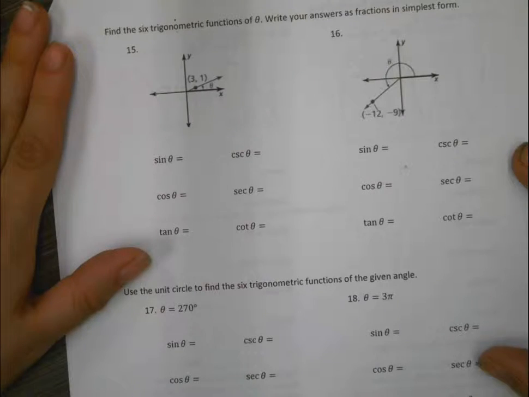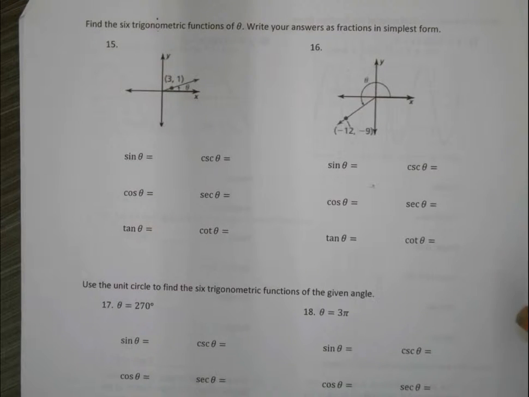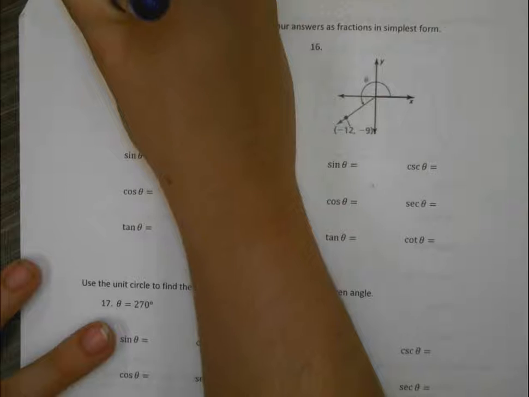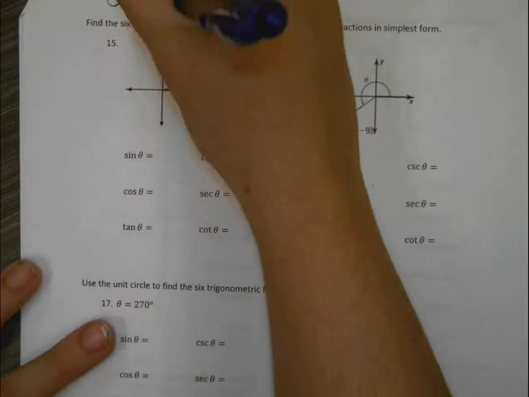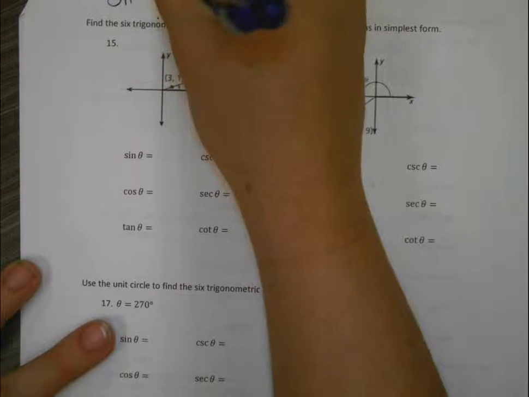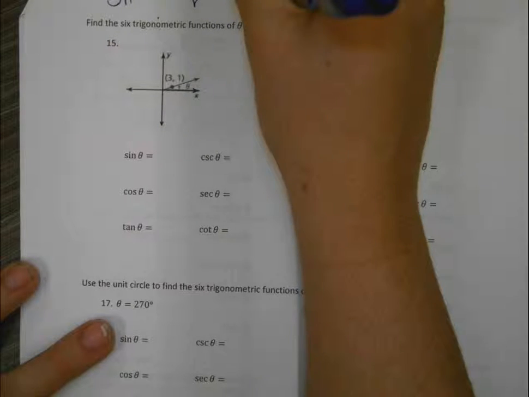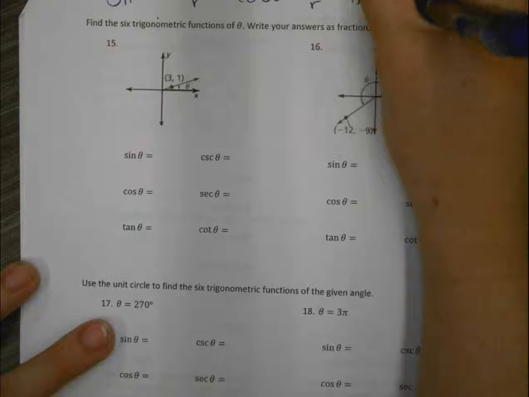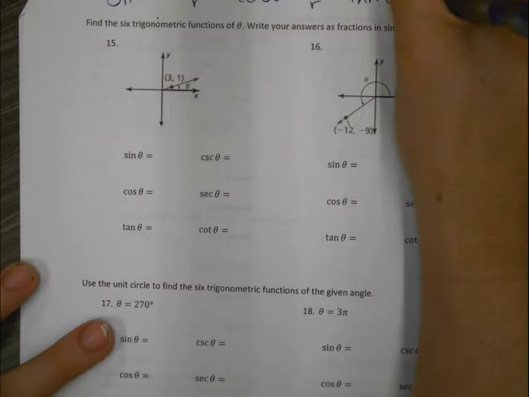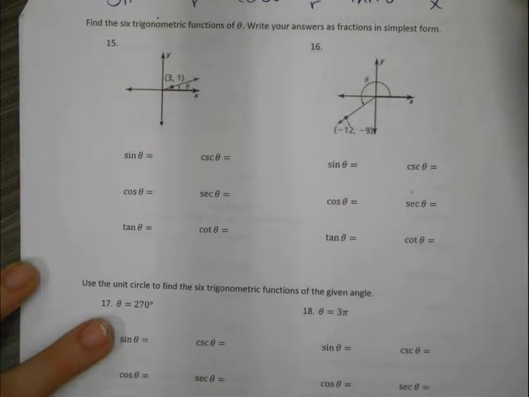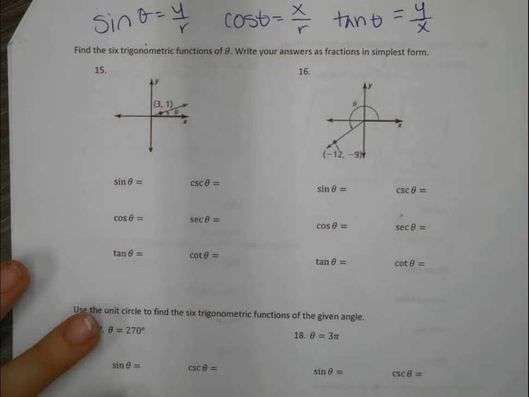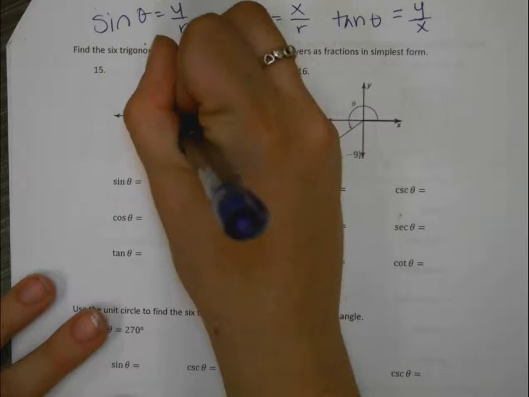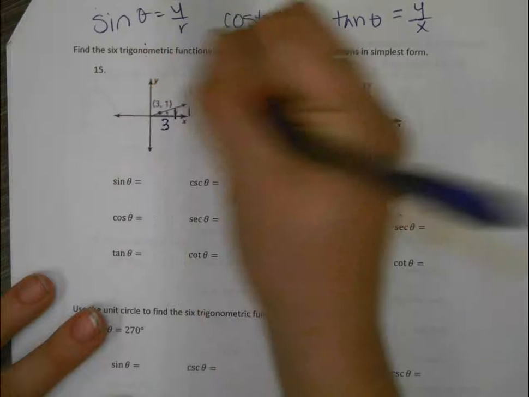Move on. It wants me to find the 6 trig functions, and it gives me a point on the graph. Remember, the formulas I wanted for this one were sine is y over my radius, cosine is x over my radius, and tangent is y over x. Okay, so that gives me a coordinate point. 3 is my x value, 1 is my y value.